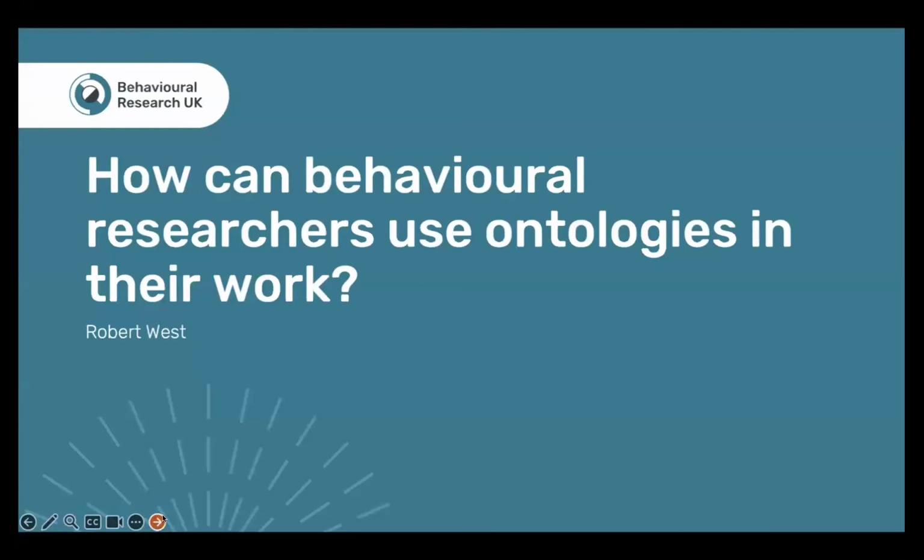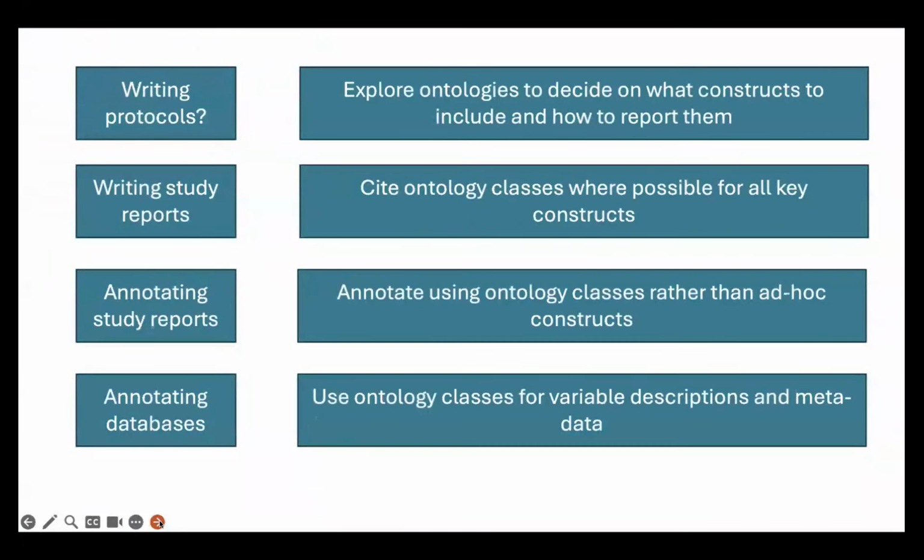Right. Okay. So very quickly then, to give you an overview of how we as behavioural researchers can use ontologies in our work. If you go to the next slide, I've basically just summarised them here. Now, going through the research process, there's actually loads of different ways. I've just summarised 4 important ones here.